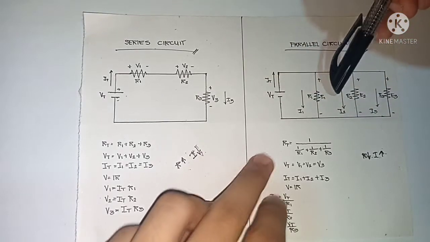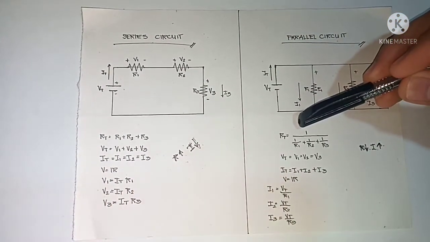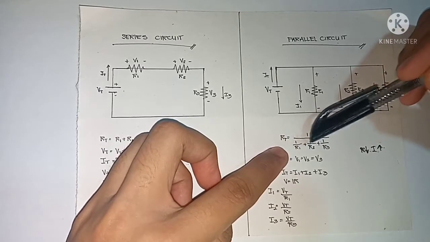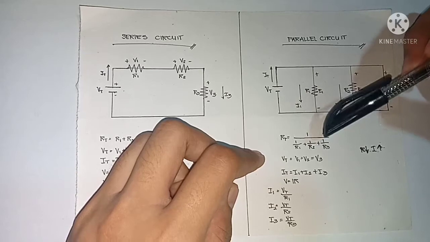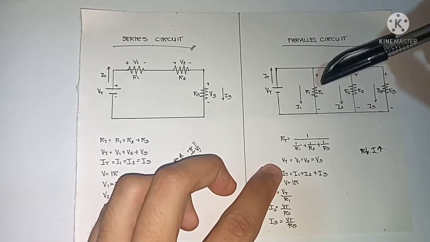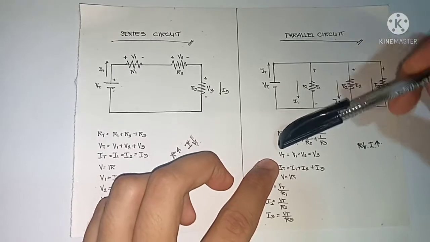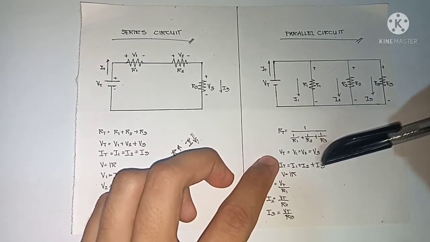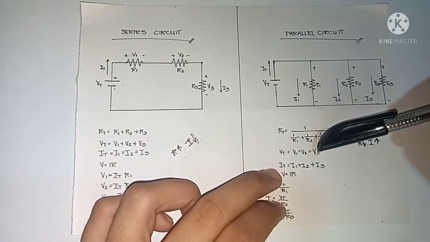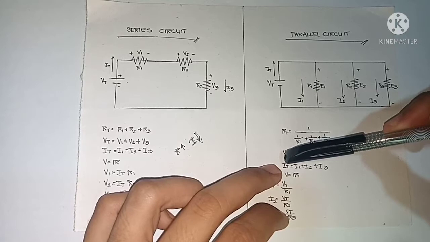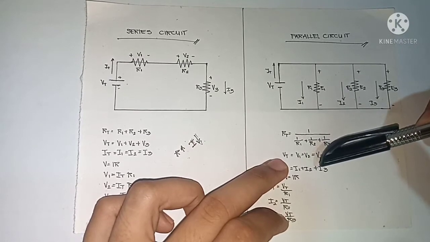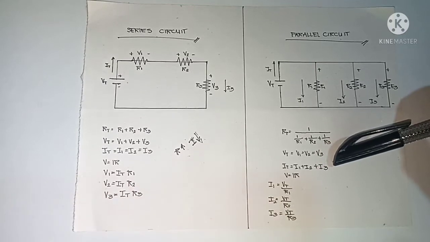Now, in a parallel circuit, in getting the total resistance, it is equal to 1 over R1 plus 1 over R2 plus 1 over R3, and so on and so forth. Next, in getting the total voltage in a parallel circuit, the total voltage is equal to V1, voltage 1 is equal to voltage 2 is equal to voltage 3. And in getting the total current in a parallel circuit, it is equal to current 1 plus current 2 plus current 3, and so on and so forth.